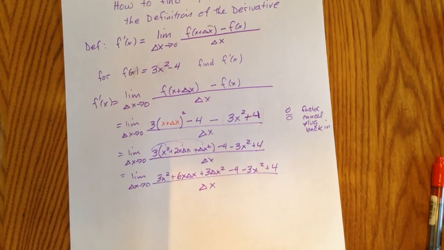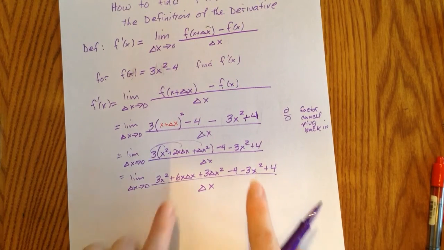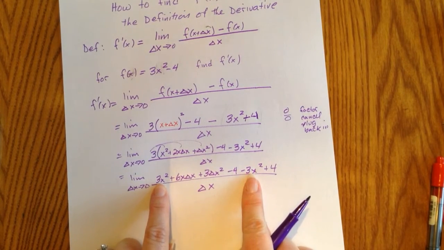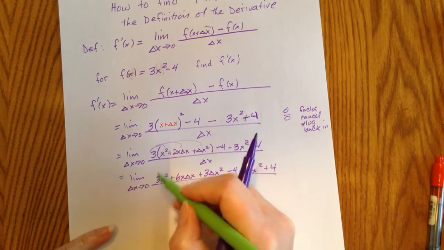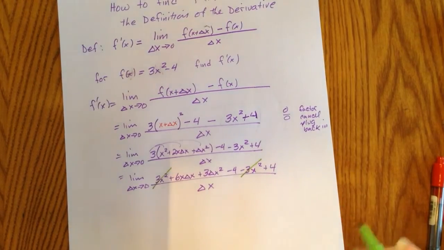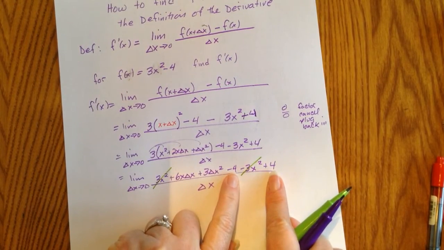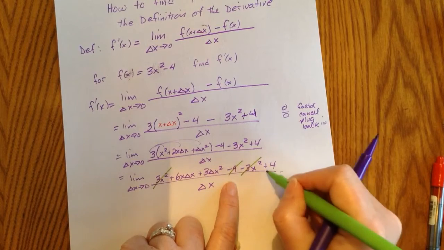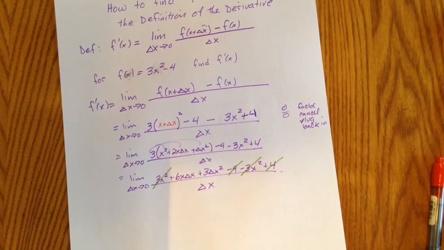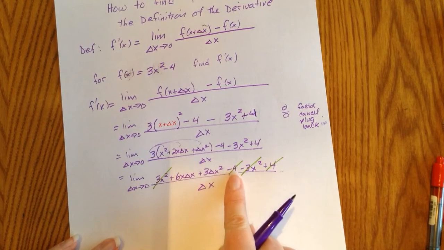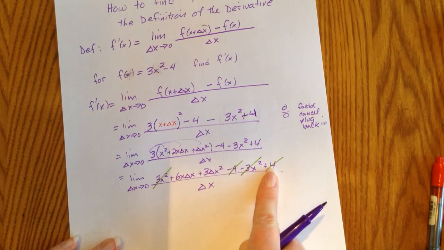All right. Now look at that numerator. Do you see what I see? Oh, 3x squared minus 3x squared. Silly 3x squared. Those cancel out. Oh, look again. Minus 4 plus 4. Those cancel, silly 4s. Hey, look what happened. It's almost as though all the terms that didn't have a delta x canceled out. I wonder if that happens a lot.